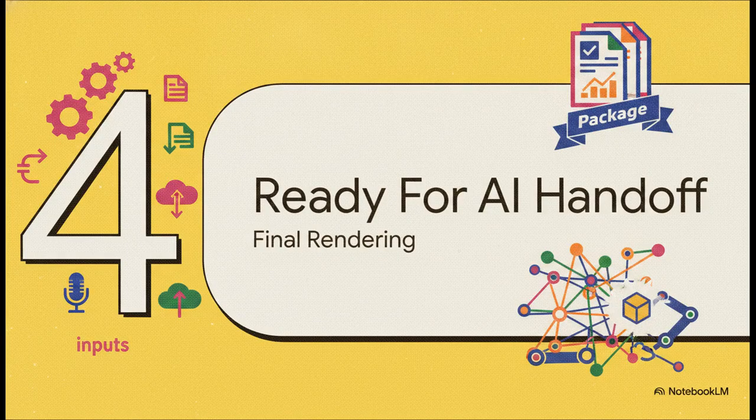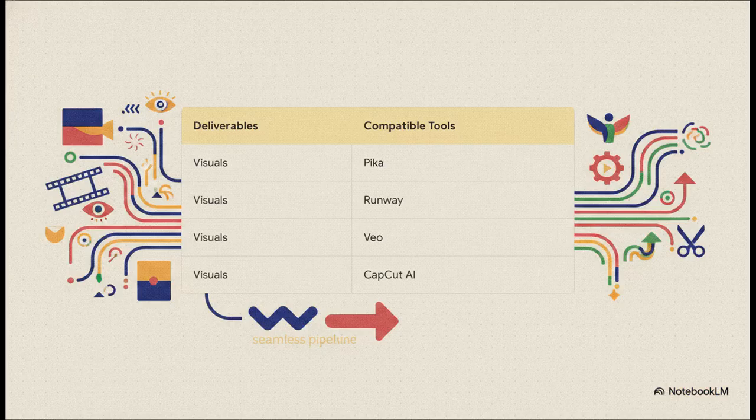And finally, phase 4, ready for AI handoff. You see, this protocol is built specifically for modern toolchains. We map our newly generated deliverables, specifically those meticulously detailed scene-by-scene visuals, directly to their compatible final rendering tools. They're instantly ready to be pushed into top-tier AI video engines like Pika, Runway, Veo, or CapCut AI. You simply hand off the visual prompts the AI generated directly into these rendering engines. There's no guesswork, there are no weird formatting issues, and absolutely no wasted time. The pipeline is perfectly seamless from that very first transcript input all the way to the final rendering tool.